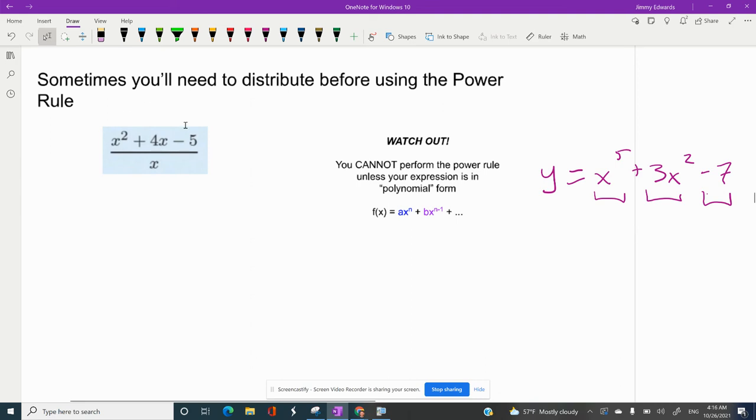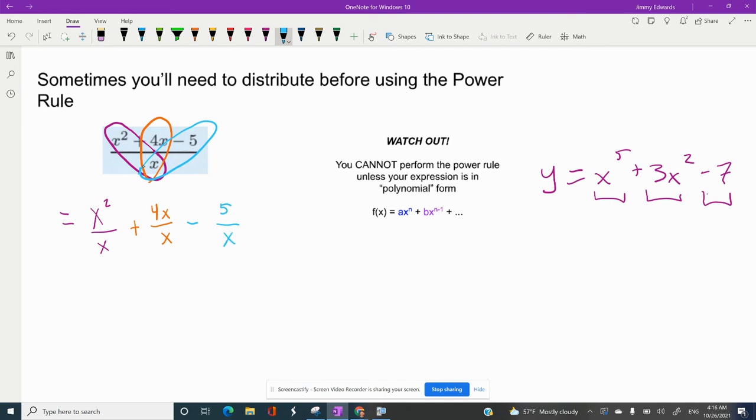before you can use the power rule. So if you don't have that yet, you may need to use the idea of the distributive property of fractions, for instance. Let's distribute the divided by x. That's going to be x squared all over x, plus the 4x divided by x, minus 5 divided by x. So we're using the distributive property to distribute the fraction of the x.